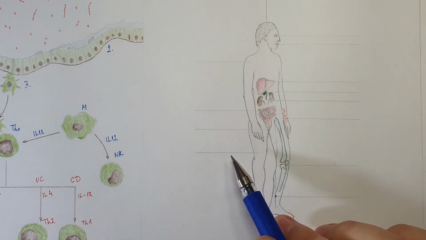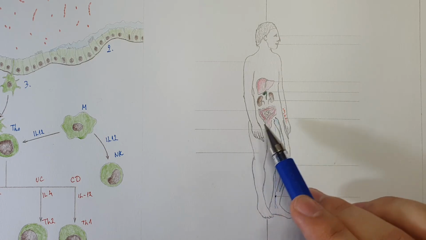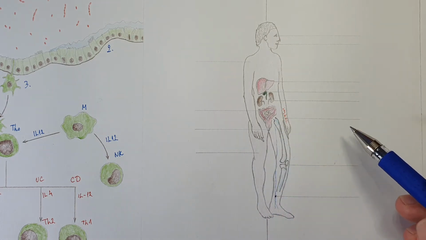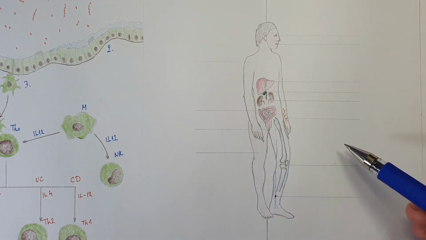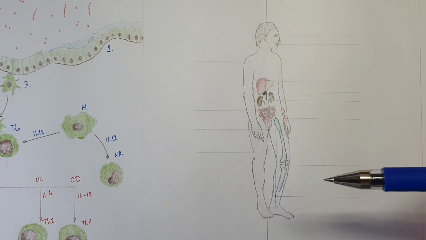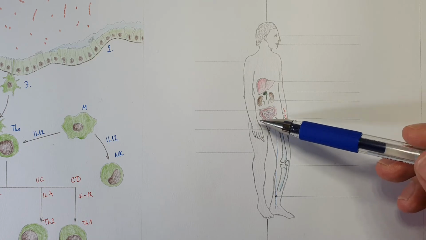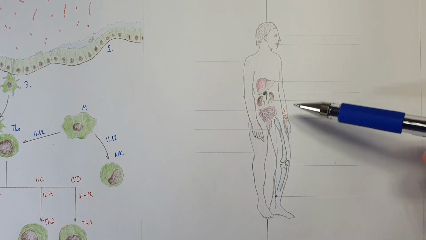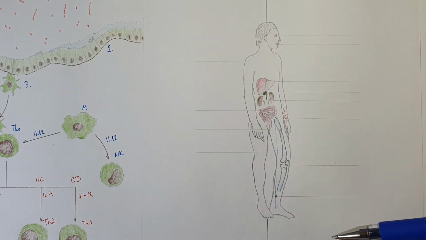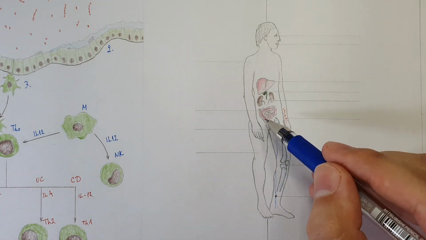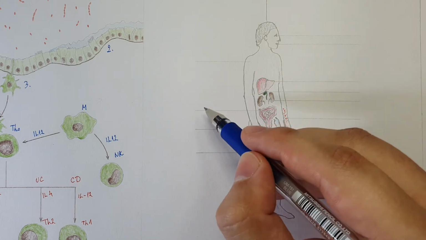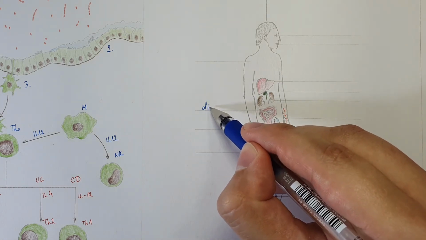On the left side, I will put all the problems that are related to the gut, and on the right, I will put all the extraintestinal problems that arise from this disease. So IBD is primarily a problem of the GI tract, but it is actually a systemic disease and a systemic inflammatory condition. So the important symptom is diarrhea.